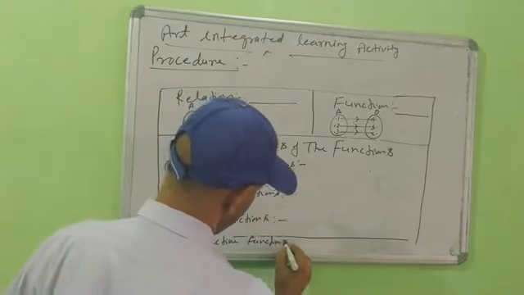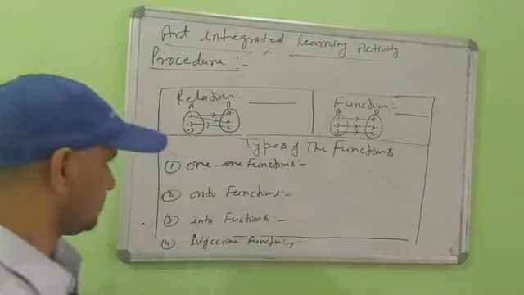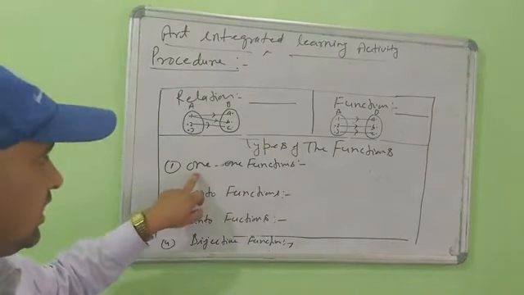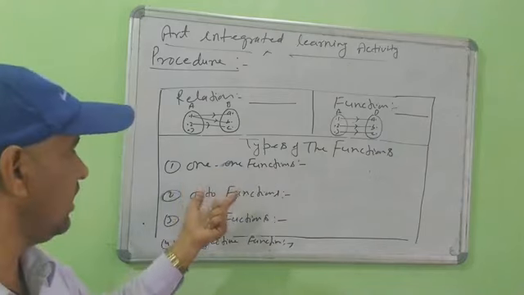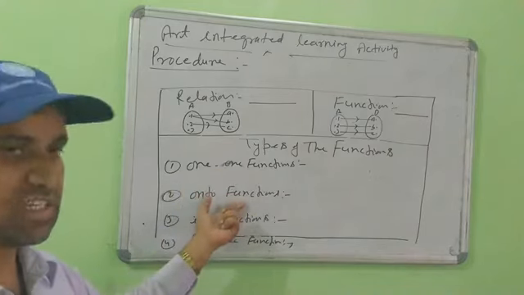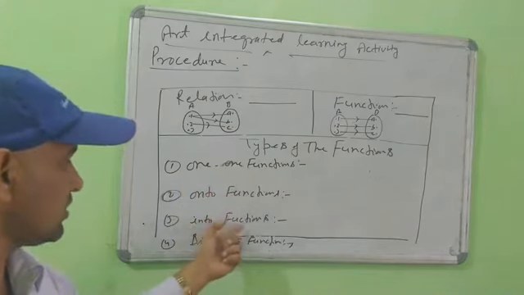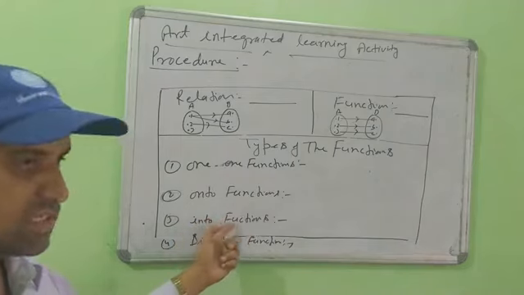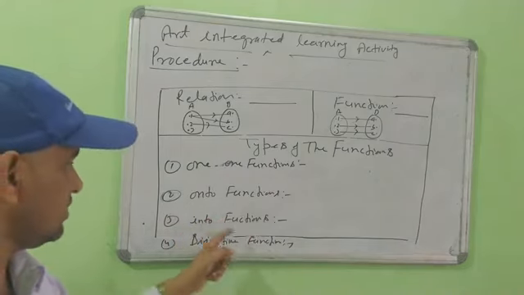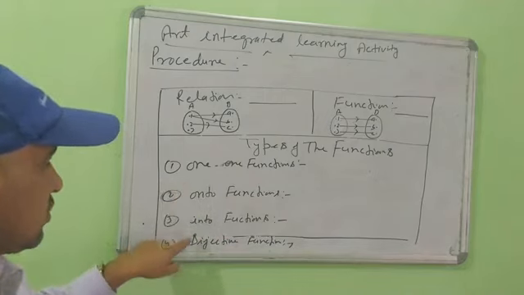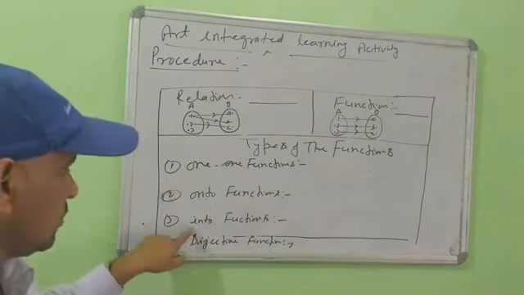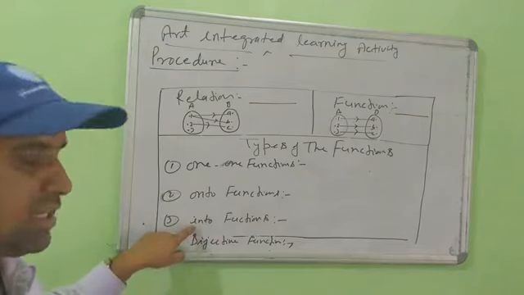In this, there are 4 types of function here. One-one function: one name of the one-one function is the injective function. Onto function is the surjective function. Then the into function, and next is the bijective function. Suppose any function has both conditions, then this function is called the bijective function. Or if it does not have them, then it is called the into function.